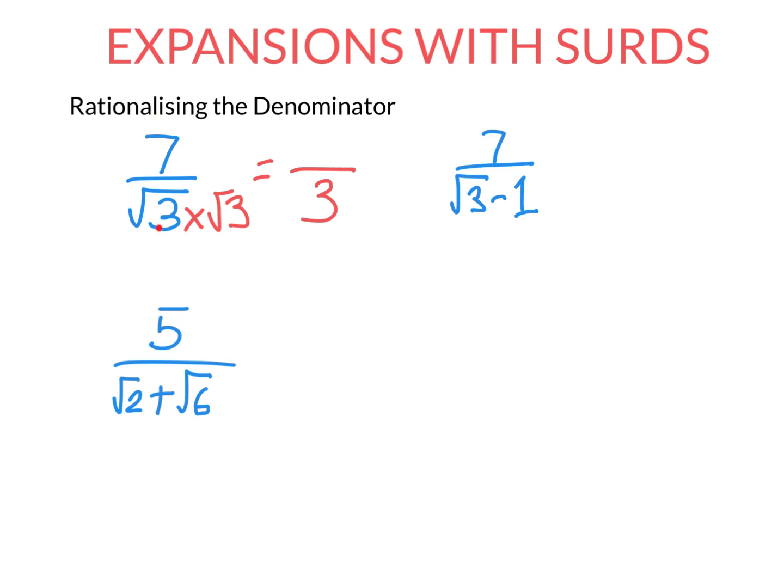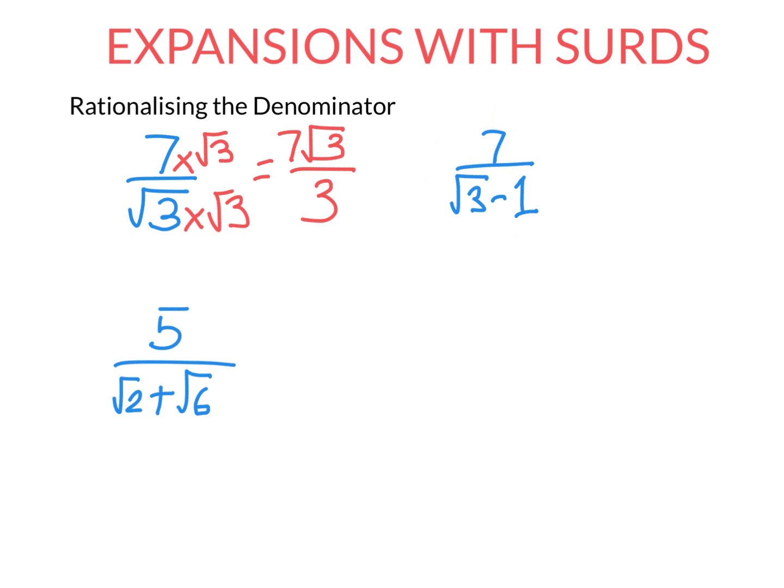So you know, if I don't want to change the value of a fraction, what I do to the bottom, I must also do to the top. So because I times the bottom by root 3, so too I times the top by root 3. So here, this number in blue, this number in red, they are equal. They have the same value, they'd occupy the same position on the number line, but this one has a rational denominator.